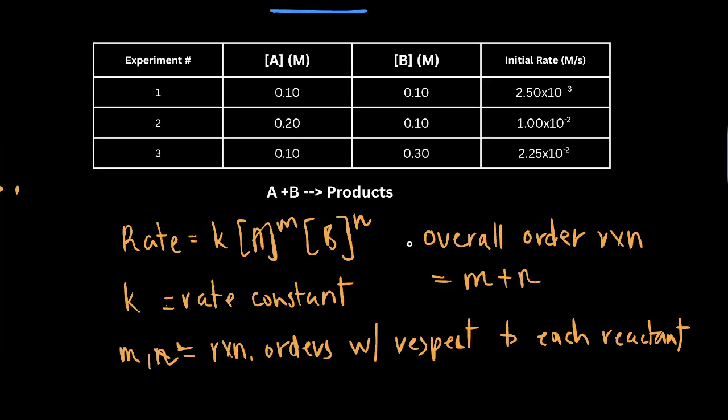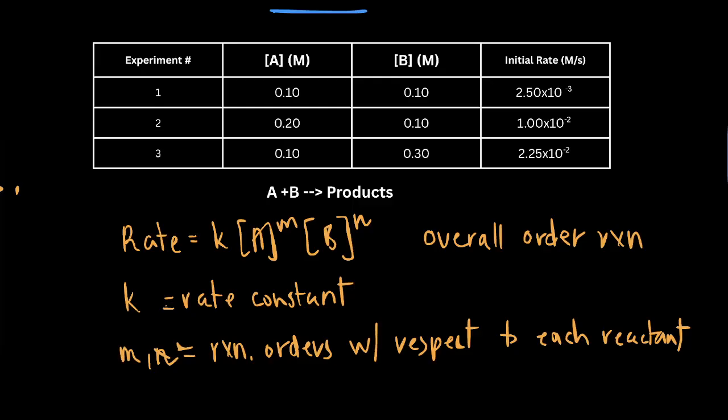Let's say the reaction is first order with respect to A and second order with respect to B. That means our overall order is going to be 1 plus 2, giving us an overall reaction order of 3. So that's really all we're dealing with. Very simple. As long as you get the orders with respect to each of the reactants, you can very easily find the overall order.